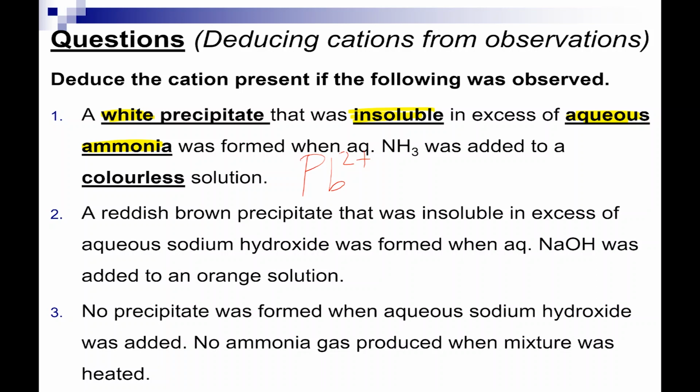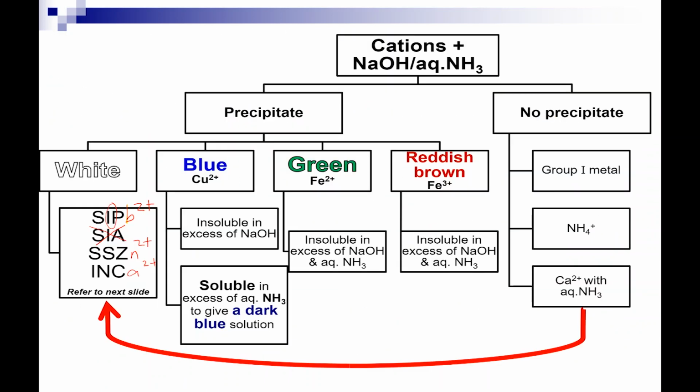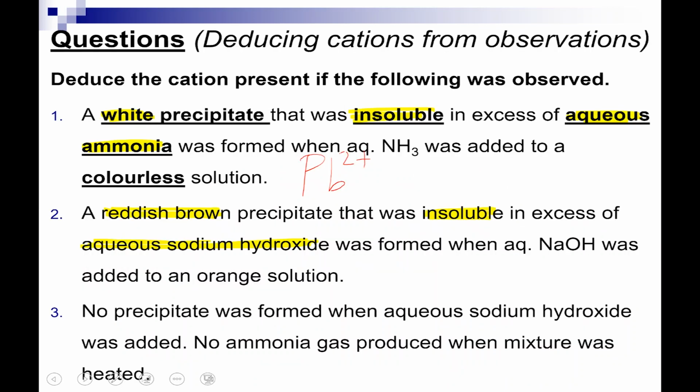Now let's go to the second question. Let's highlight the color of PPT: reddish brown PPT, insoluble in excess aqueous sodium hydroxide. To deduce this cation, we refer back again to the flowchart. The only cation that forms a reddish brown PPT with aqueous sodium hydroxide is Fe3+. Therefore, we can deduce the cation here is Fe3+.